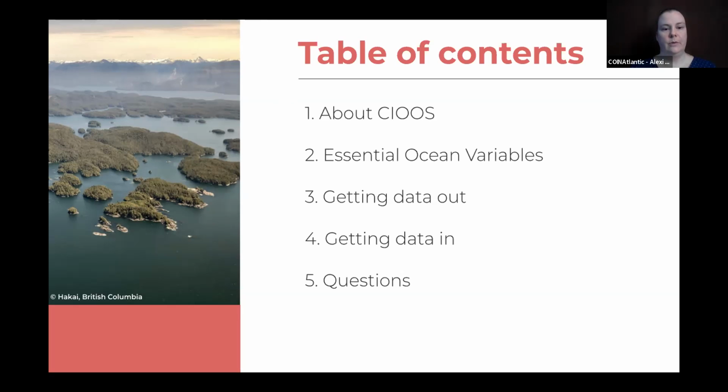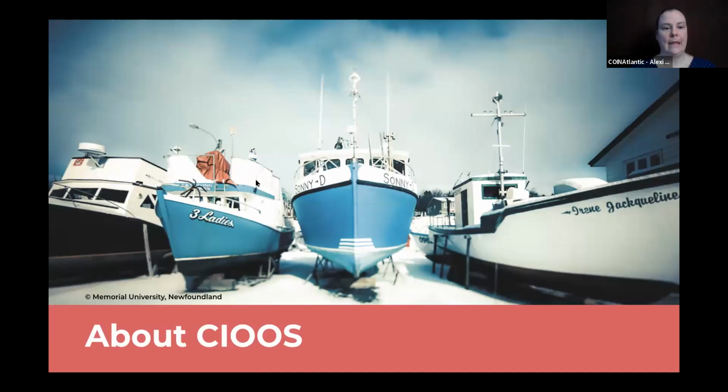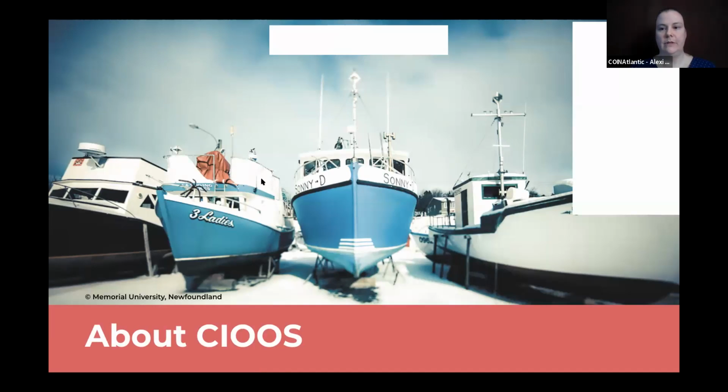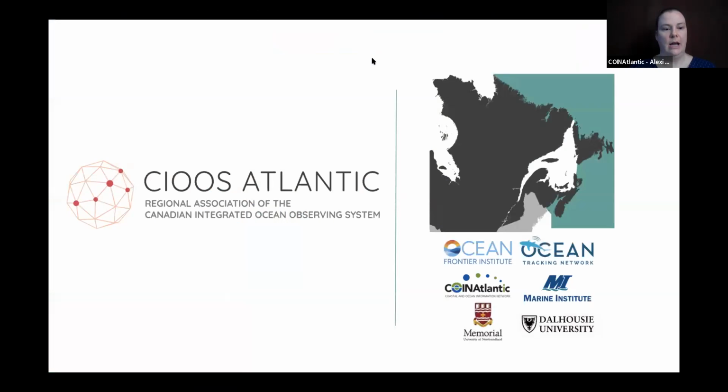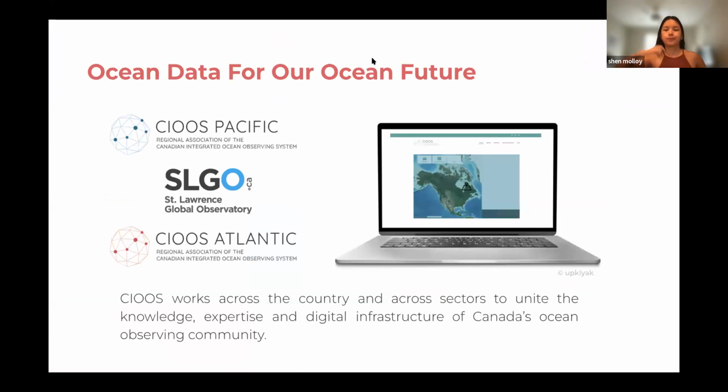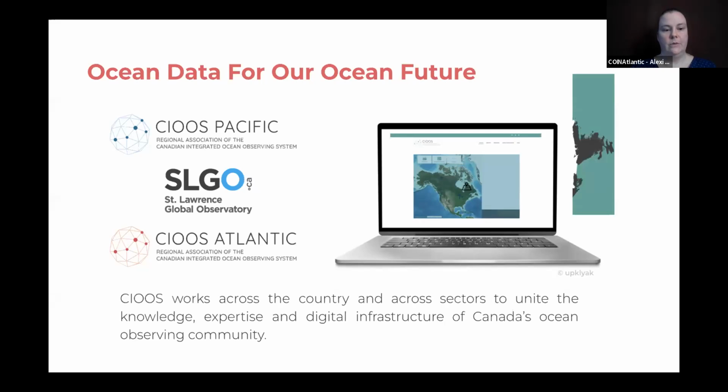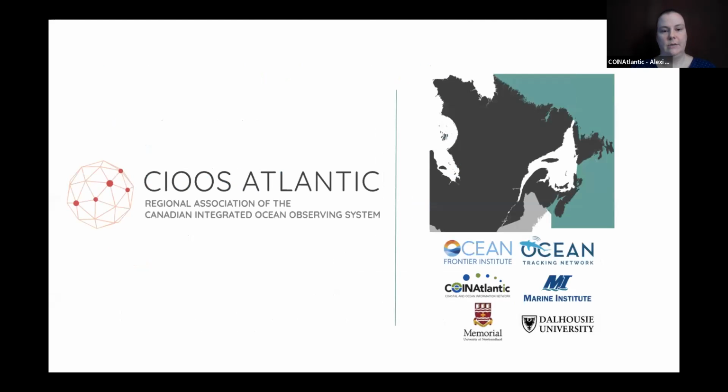So now a little bit about CIOOS. CIOOS is an online platform for sharing, discovering, and accessing ocean data in Canada. CIOOS works across the country and across sectors to unite the knowledge, expertise, and infrastructure of Canada's ocean observing community. There are three CIOOS regional associations that have been established, and CIOOS Atlantic is one of those. The other two are SLGO and CIOOS Pacific.